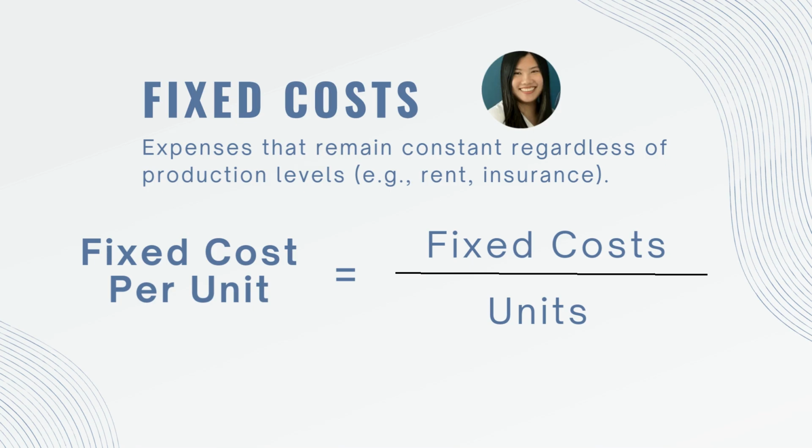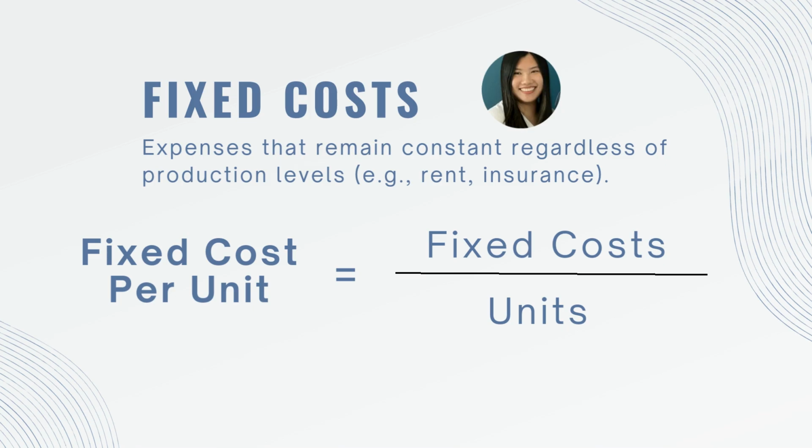They also stay the same regardless of production level, which is a crucial difference from variable costs. Whether you produce a lot, a little, or nothing at all, in the short term these costs will generally be the same. To calculate the fixed cost per unit, it will be fixed cost divided by the units.